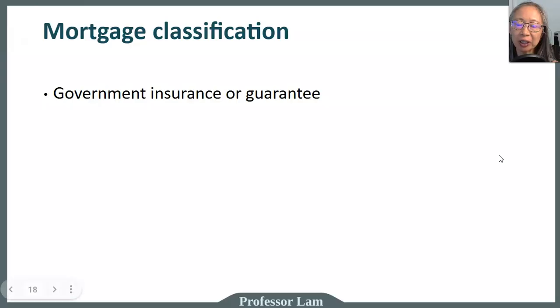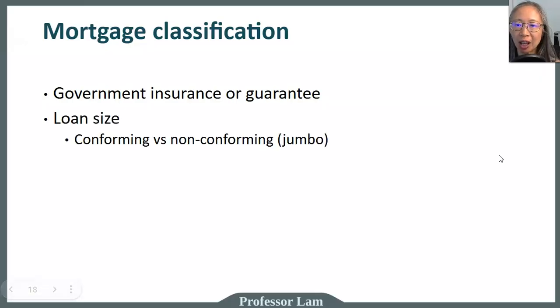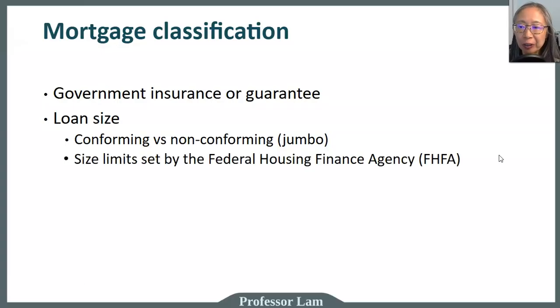The first is whether or not the loan is guaranteed or insured by the federal government. The second is by the size of the loan. Loans that are below a certain size are considered conforming. Loans that are larger than that are called non-conforming or jumbo loans. The Federal Housing Finance Agency sets the limit for what is conforming and what is jumbo, and this limit varies by different regions in the country.